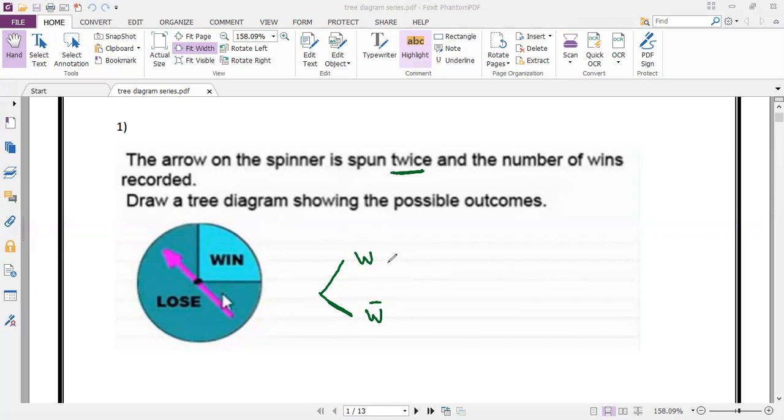The second time, after getting winning, we might get win and lose. That's right. We write it as W and W dash. And for the second time, if the spinner landed on losing, not winning, the second time you might get win W, or losing, we call it W dash. This is for the first example. Let's go to the next one.